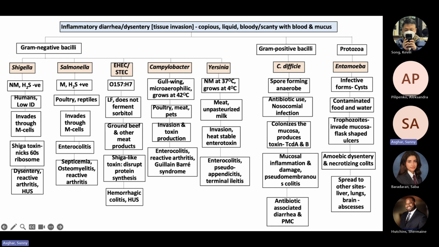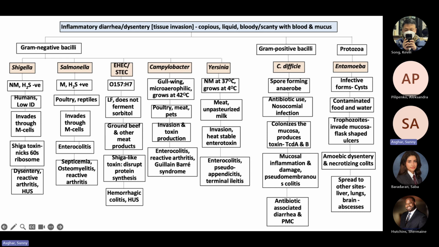Okay, so starting off with this one, gram-negative right here. For our Shigella, we look at Shigella, we know it is a gram-negative rod. All of this is basically telling us that the Shigella is NM, non-motile, and it's hydrogen sulfide negative.